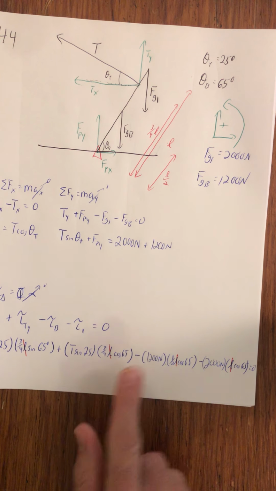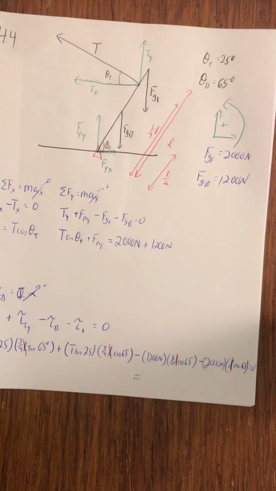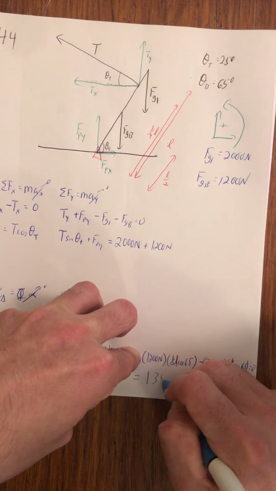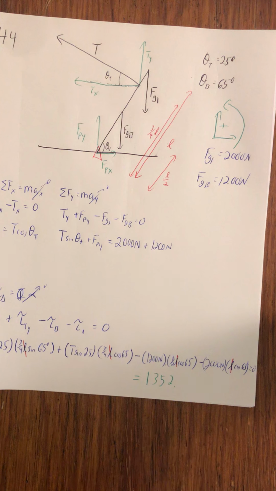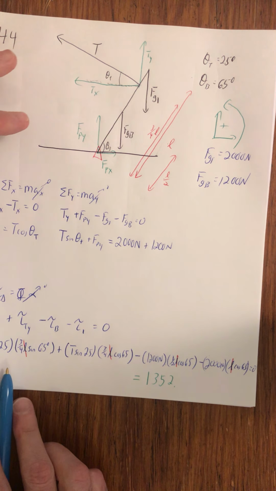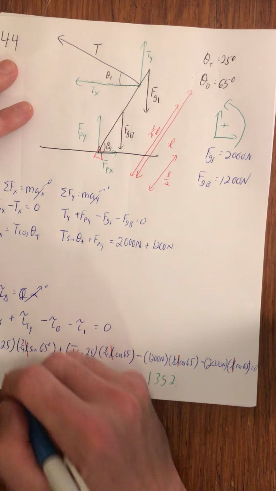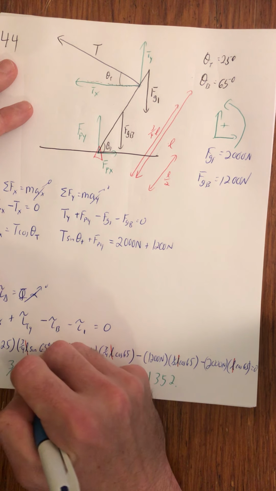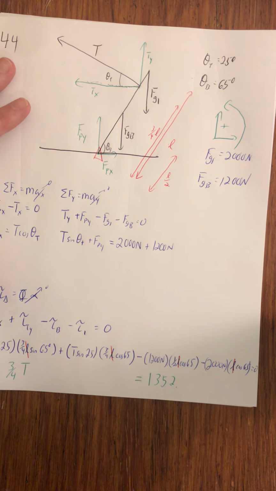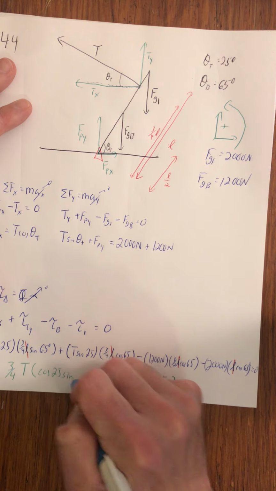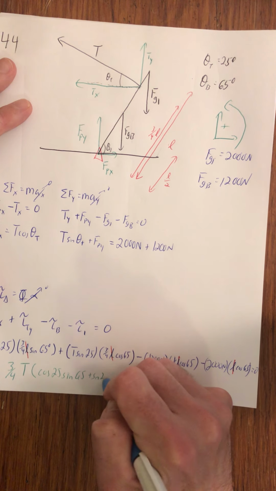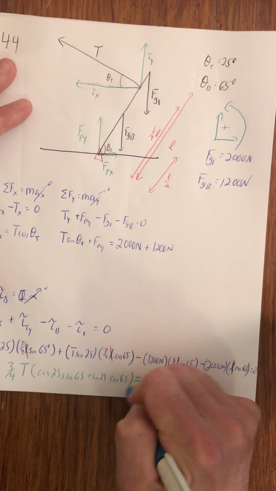And so when you just put all that into your calculator, you will get the number 1352.4. That's going to be fine. 1352. And over here, let's see what we have. What's common? Oh, well, 3/4 is common to both terms, and T is common to both terms. That's nice. And so what do I have left here? I have cosine of 25 sine of 65 plus sine of 25 cosine of 65.